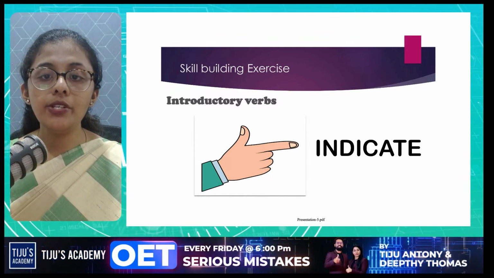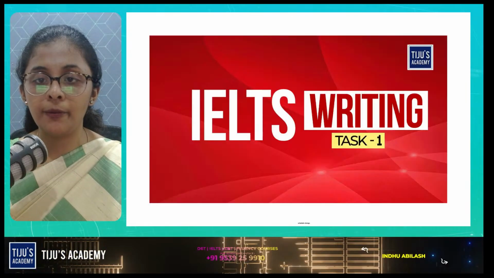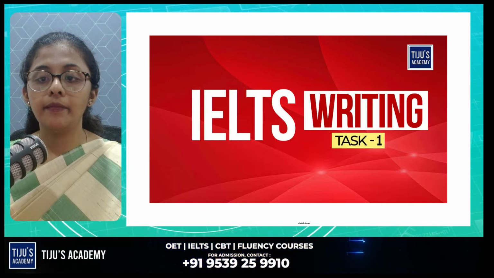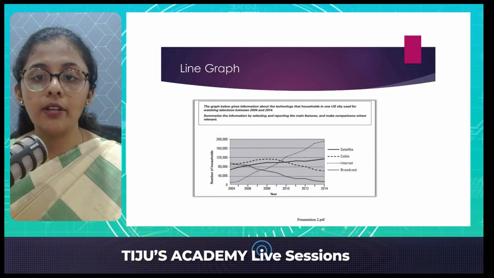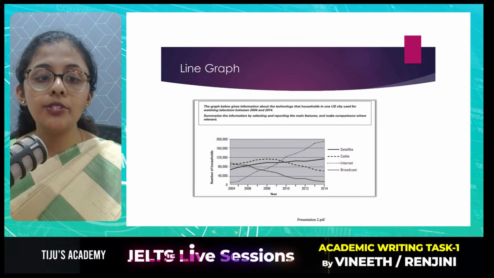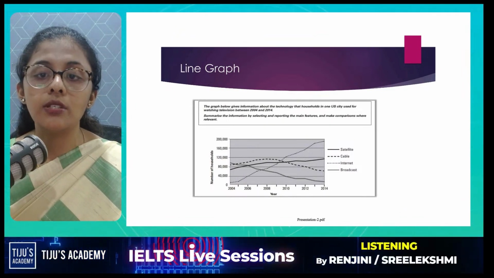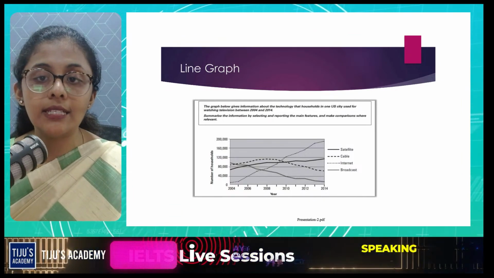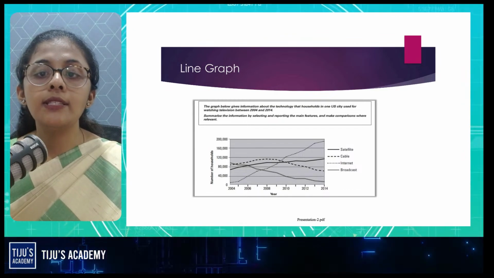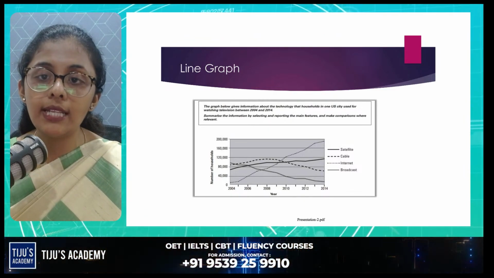Okay. So introductory verb is nothing but when a question is, I'll show the question so that it will be clear for you. Okay, in this particular question, you can see that the graph below give informations about. And when it comes to task 1, we cannot give exactly what it is. We have to change it. So either you can write the graph indicate. You got it? The graph indicate. Here the question was the graph below give information about. So you can also write the graph indicate.